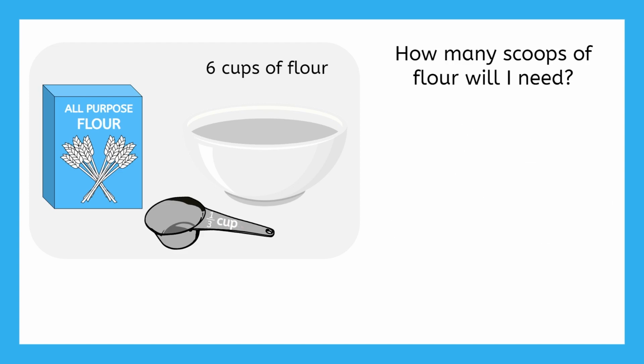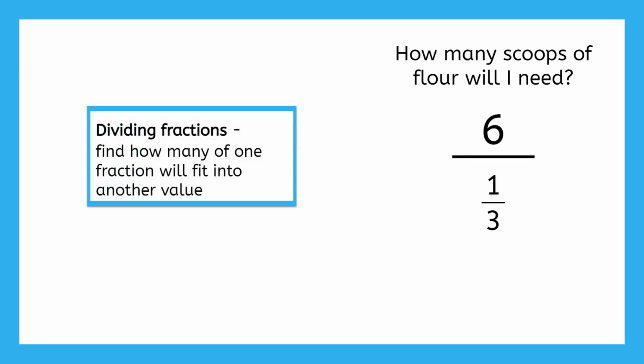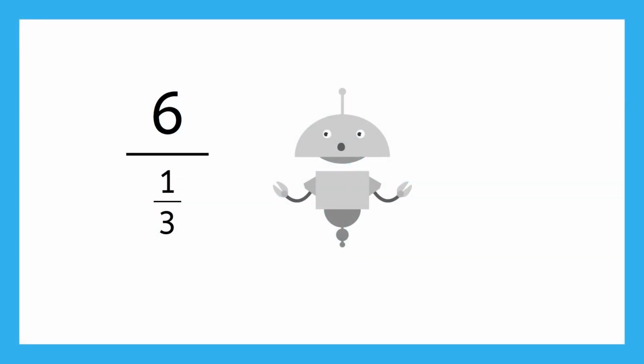But what if my measuring scoop holds 1/3 of a cup? Then how many scoops of flour do I need? We can use the same process. 6 divided by 1/3. Dividing fractions helps us to find how many of one fraction will fit into another value. This division problem looks like a super funky fraction. There must be a way to make this a little easier to work with.